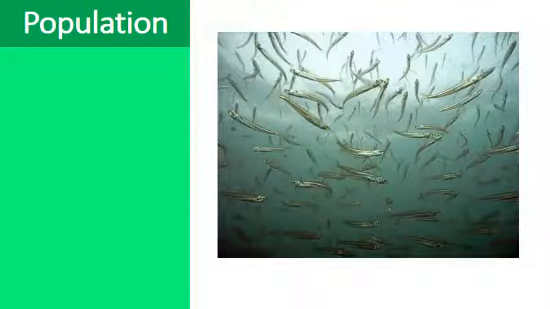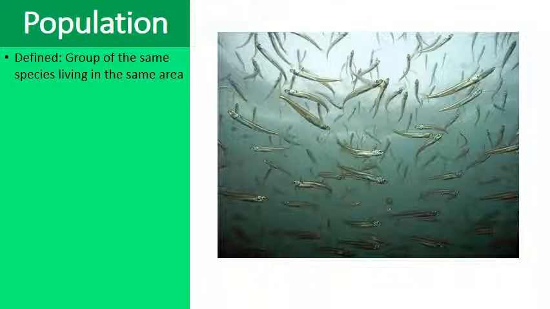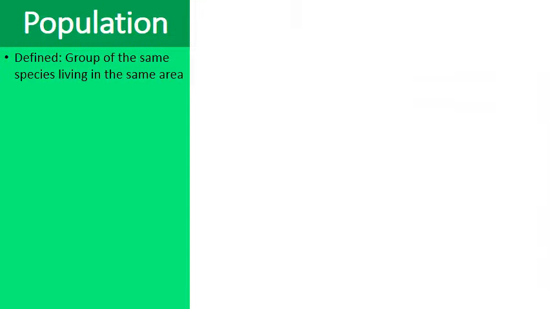Well, let's actually get into the ecological levels of organization here, starting with a population, a group of the same species living in the area. And before we go on and talk more about populations, let's just have a little bit of fun. Here we have a group of fish. What's the word that we would call a group of fish? Well, that would be a school.